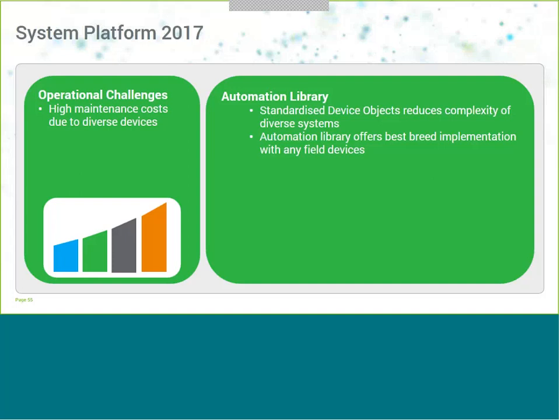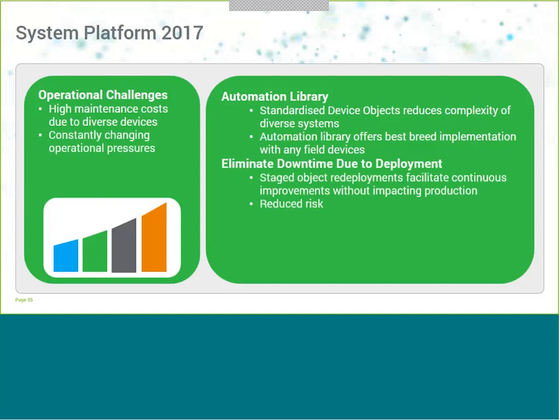If we then move on to a bit about the operational challenges, and there's high maintenance costs particularly due to diverse devices. If we standardize on those device objects, this will make it simpler. So there is an automation library that exists as part of this release that will cater for 80% of your entire plant devices. So again, they're reducing that engineering time. You can eliminate downtime now due to deployment in this release because of the way that they now do the deployments. It's much more reduced risk with that.